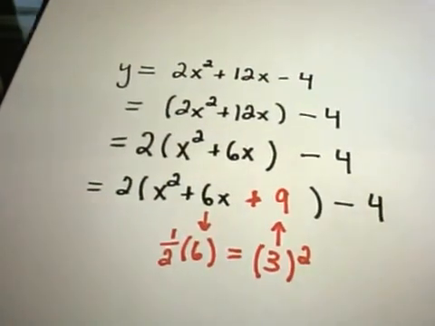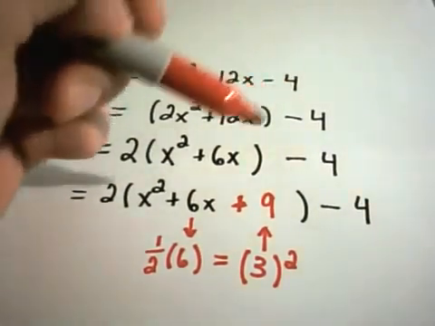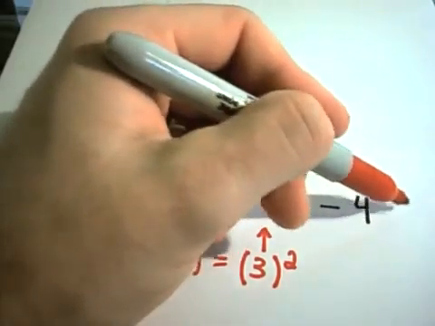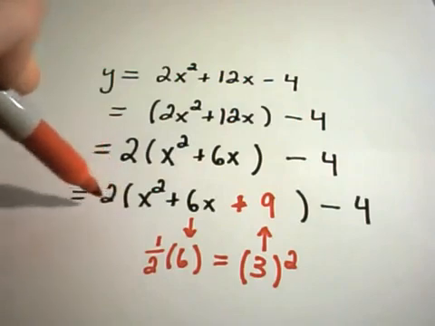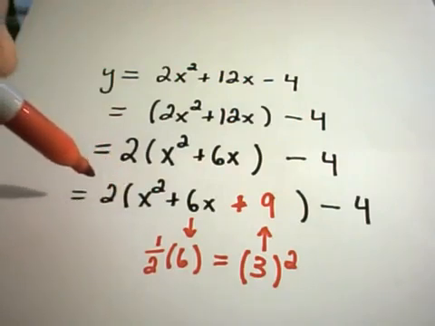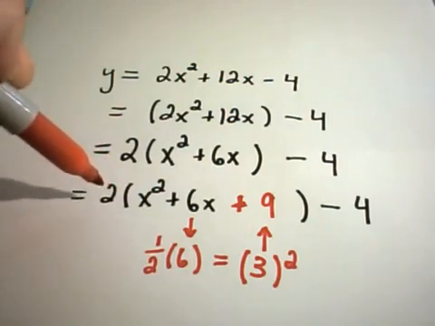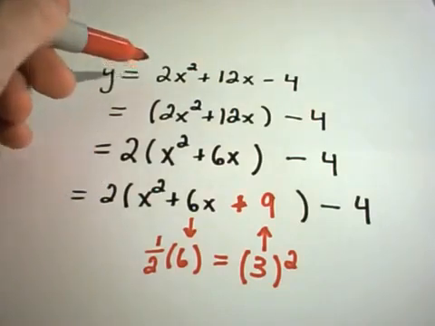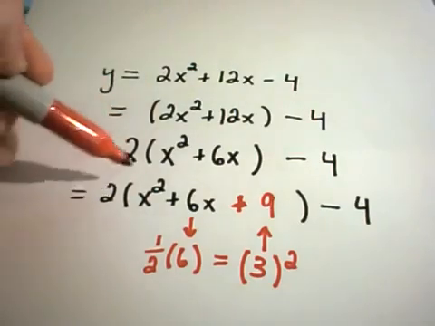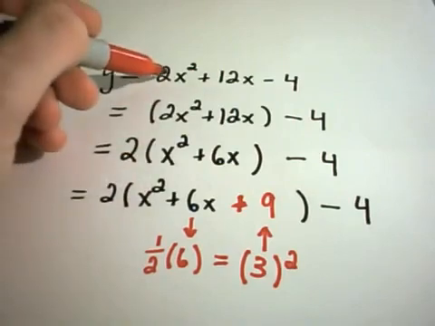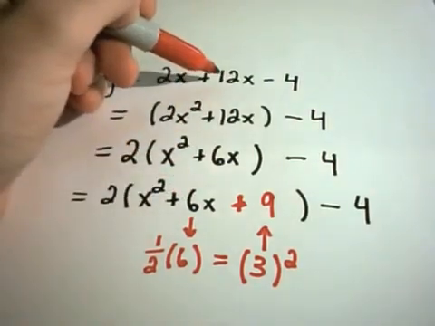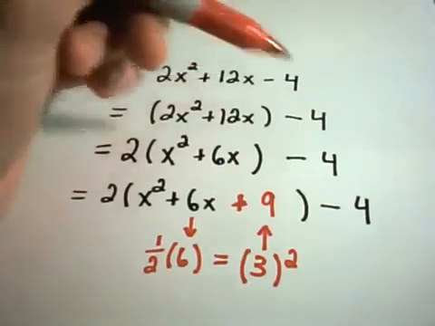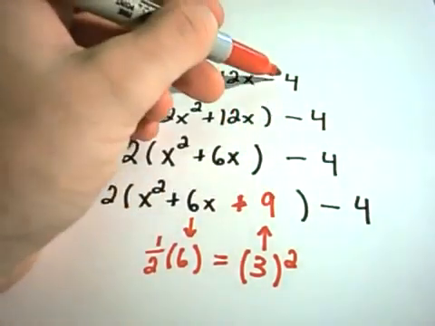Okay, now this is where we also have to be a little careful. If you just subtract 9, that's not going to be correct in this case. Again, it all depends on this coefficient out front. So let's multiply out what we have right now and compare it to what we started with. So if you multiply 2 times x squared, well, you'll have your 2x squared. 2 times 6x, you'll get your positive 12x, which is good. I've already got a negative 4, which is good.